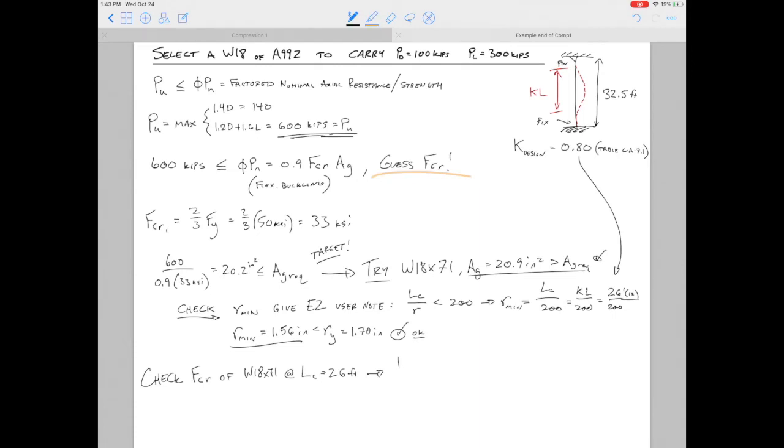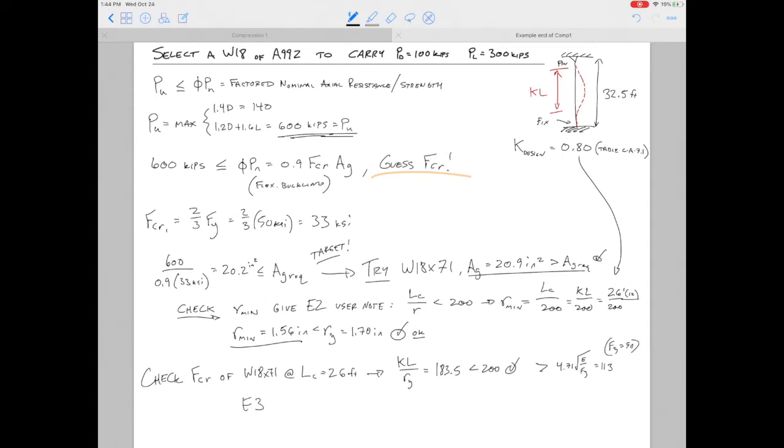So I can do KL over Ry, which gives me 183.5. This is lower than 200. I already knew that because I checked this, but it's just nice to show that. It's lower than 200, and it's also greater than 4.71 square root E over Fy, which is 113 for Fy 50.